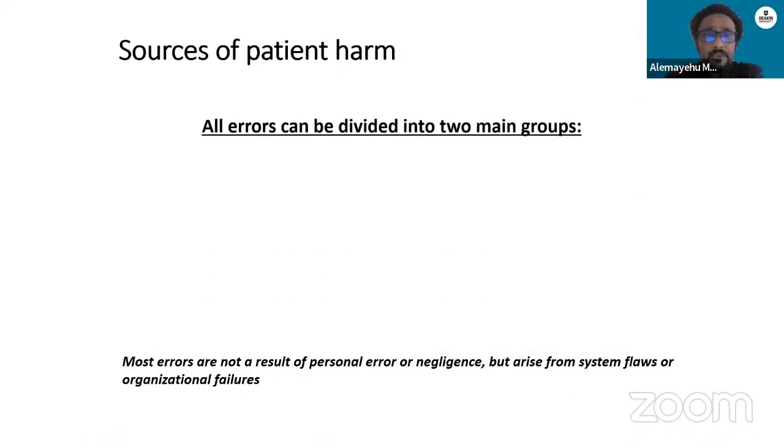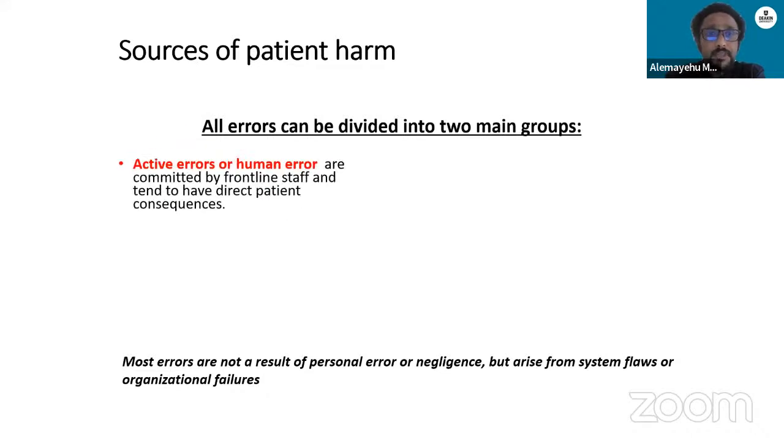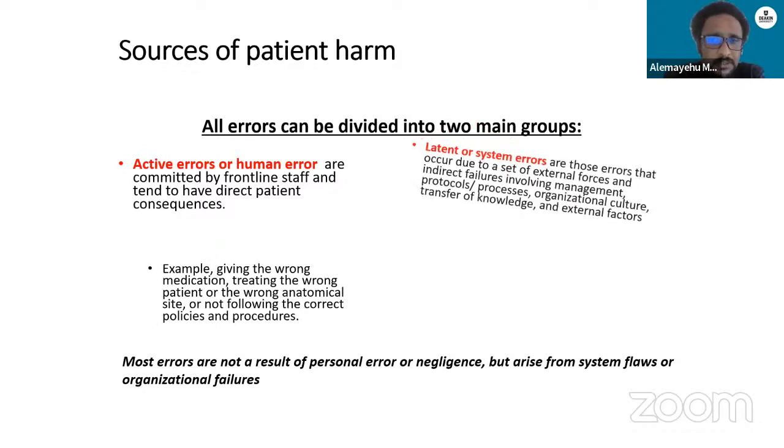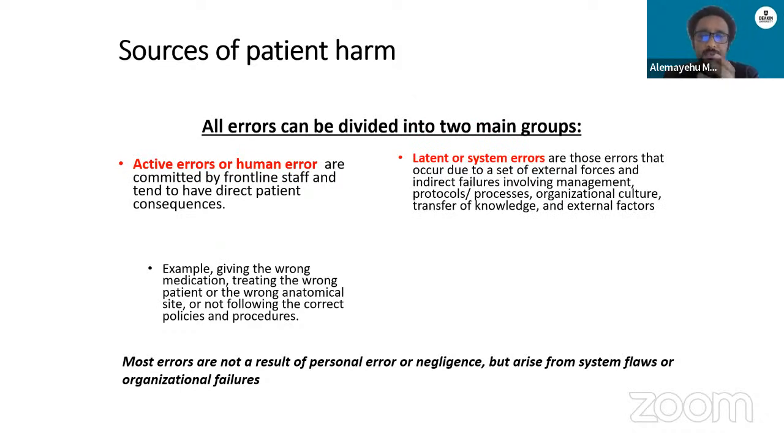Source of patient harm. All errors can be classified into two groups. The first is active error, or what you call human error, or individual error. They are committed by the staff, by the healthcare professionals. They are individual based. For example, giving the wrong medication, treating the wrong patient or the wrong anatomical site, for example in terms of injection site, or not following the correct policies or procedures.